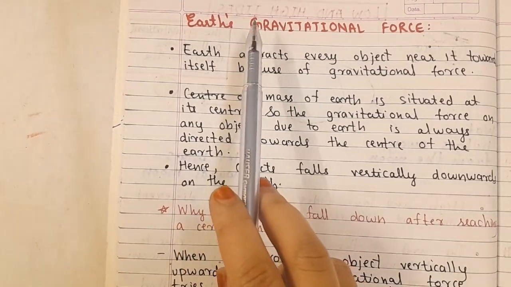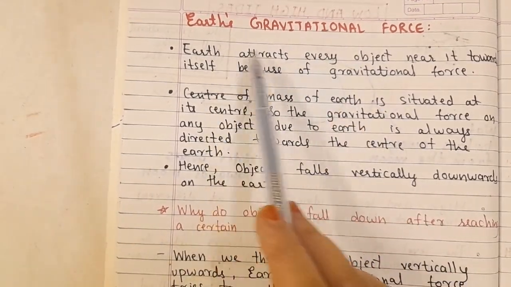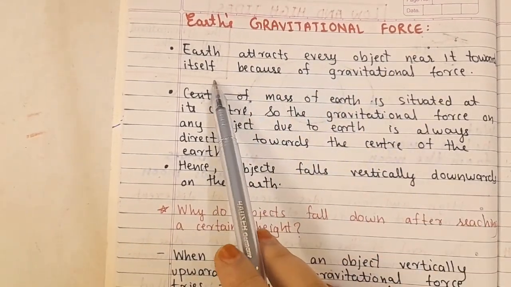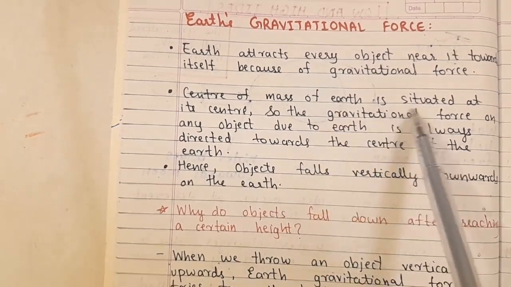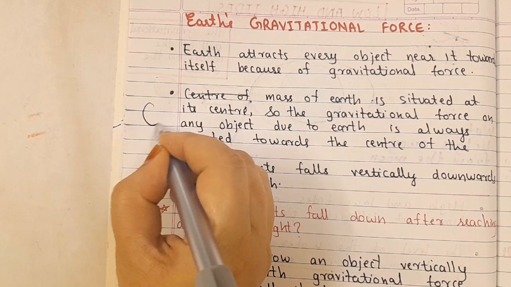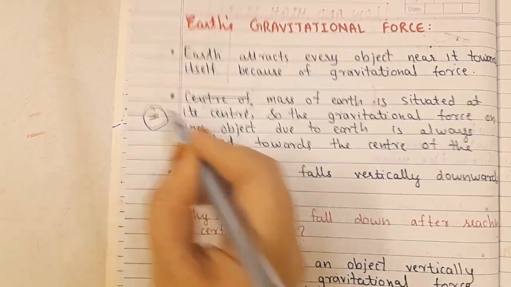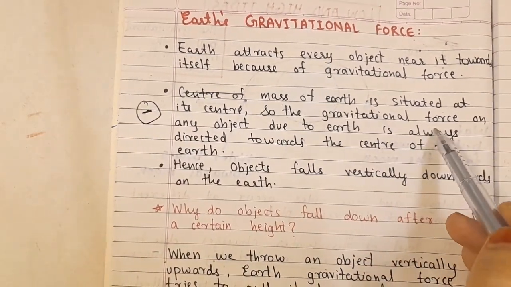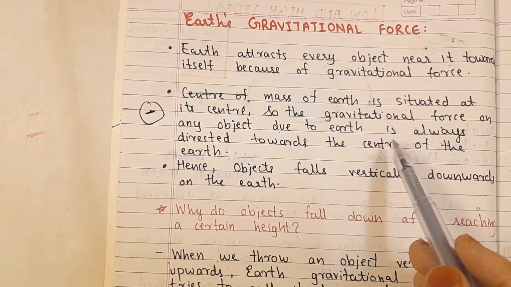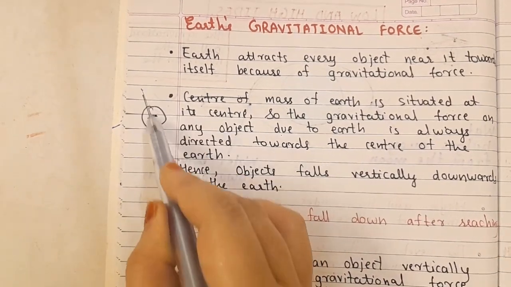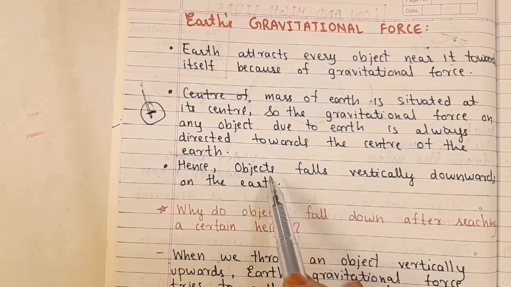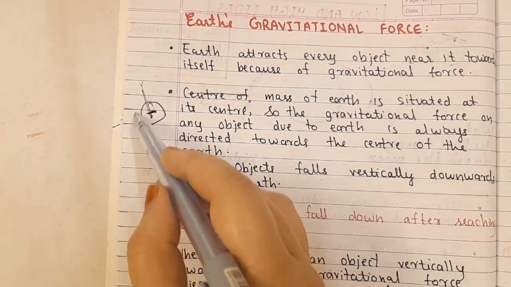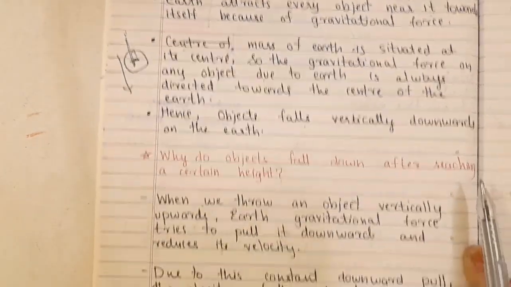Now the next topic is the Earth's gravitational force. The Earth attracts every object near it towards itself because of the gravitational force of the Earth, and the mass of the Earth is situated at its center. So the gravitational force on any object due to the Earth is always directed towards the center of the Earth, and hence objects fall vertically downward on the Earth.